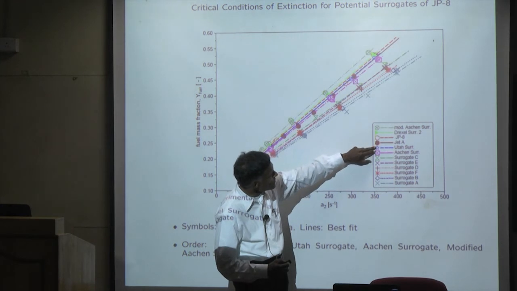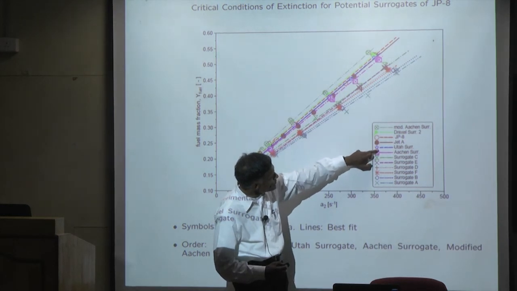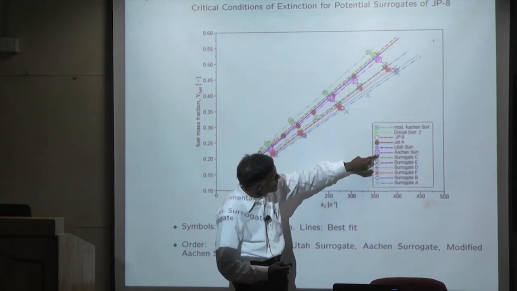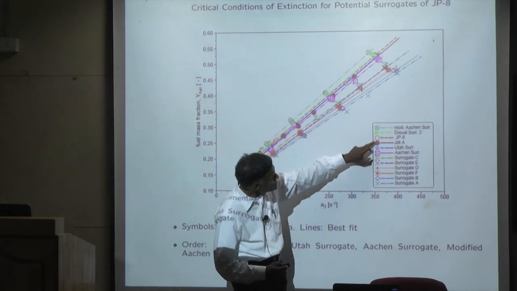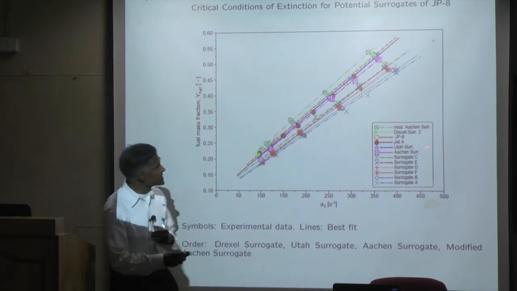Okay, extinction-wise the best is the Utah surrogate. The next one was the Arkansas surrogate, and this is the order. So this was the best, followed by the Arkansas surrogate and surrogate C, which was developed. The other ones were pretty bad. But still, these things are not that bad.